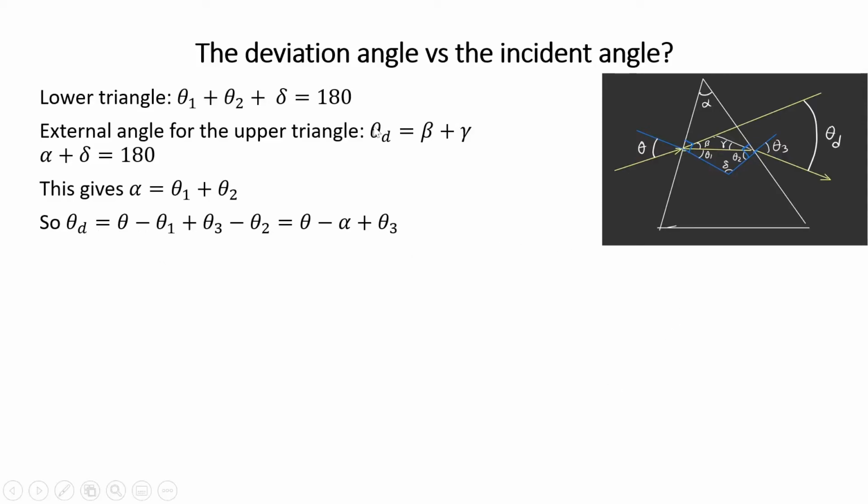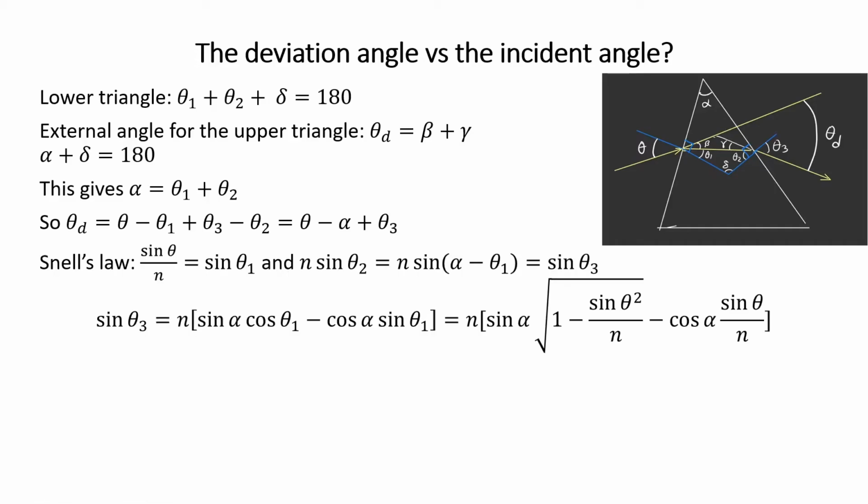theta d, which is shown in this equation, beta plus gamma is equal to theta minus theta 1 plus theta 3 minus theta 2. But here we prove that theta 1 plus theta 2 is alpha. So I can replace here and obtain this relation. Theta d equals theta minus alpha plus theta 3.